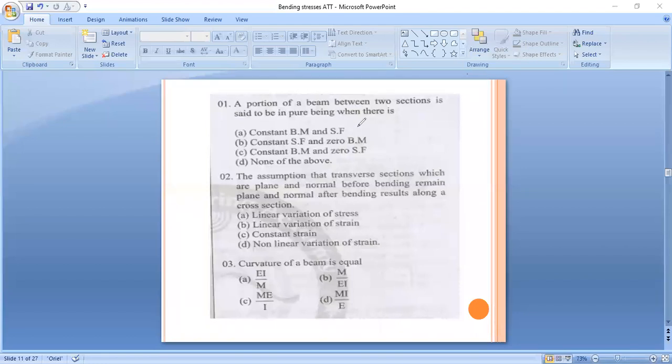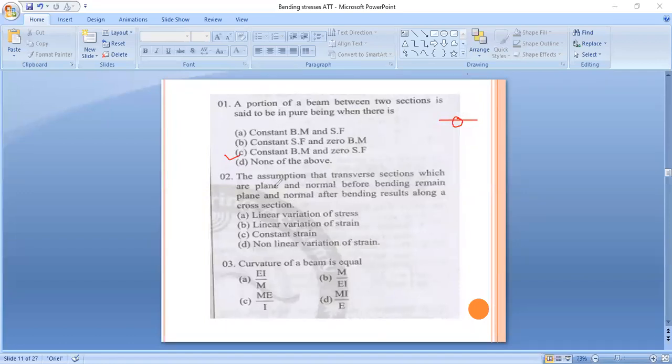Option C, or option B? C. When we say pure bending, bending moment is constant and shear force is zero. So this is called pure bending. So option C is the correct answer.